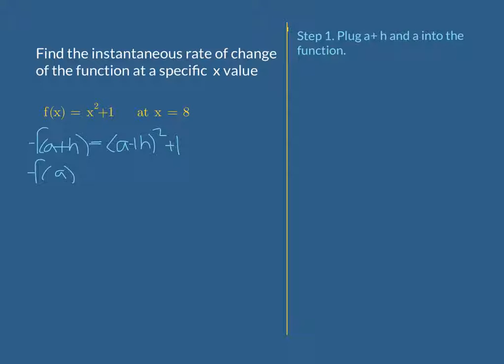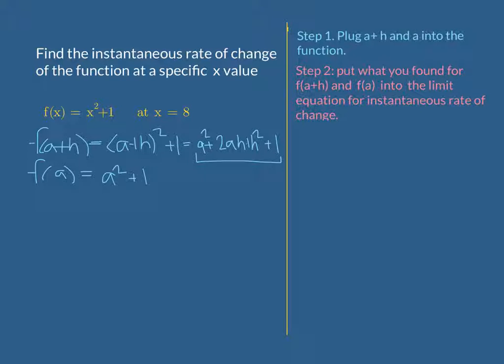Now, you can FOIL it all the way out here. Might be a little bit easier. We would end up with a squared plus 2ah plus h squared plus 1. And this is a plus h, sorry. Then we're going to just plug a into the function and we end up with a squared plus 1. So we have f of a plus h and f of a.